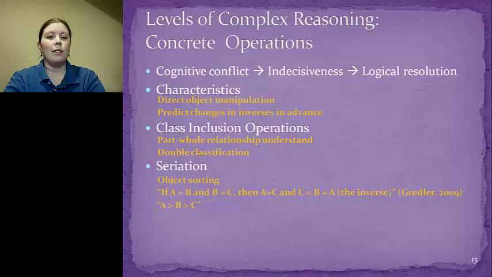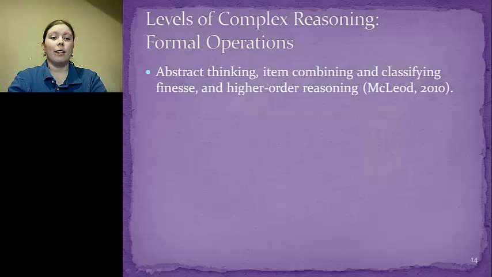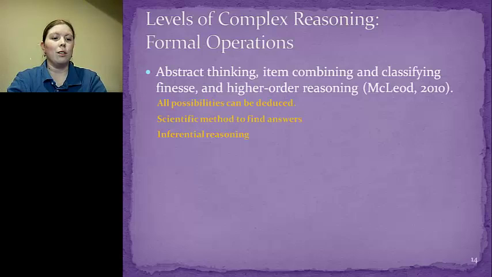The formal operational stage, according to Sal McLeod, occurs when the child has the ability to think abstractly, combine and classify objects and multi-factor situations with finesse, and can use higher order reasoning. Children can conceptualize and hypothesize actions and solutions with mental images. They can also come up with all possible solutions. The third eye problem is an example of the formal operational stage.